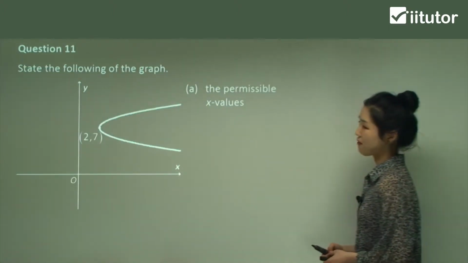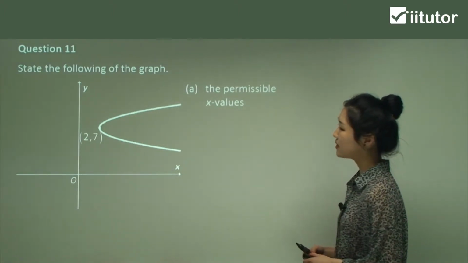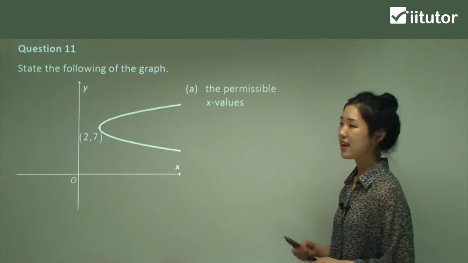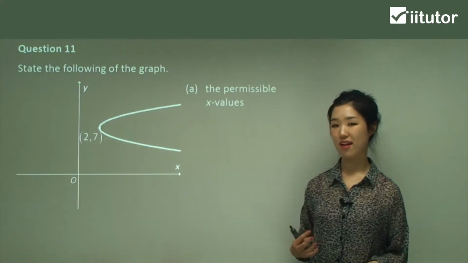State the following of the graph. This time it's a little bit of a different type of question. It says the permissible x values. Okay, now with functions it's important for you to determine what the permissible x and y values are.